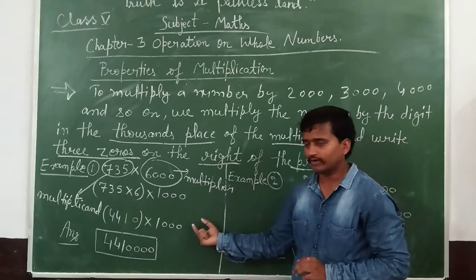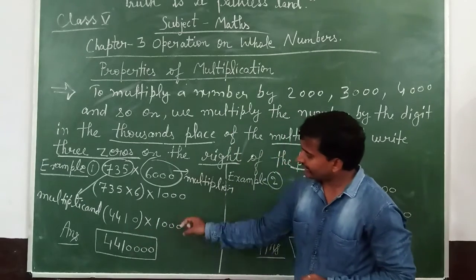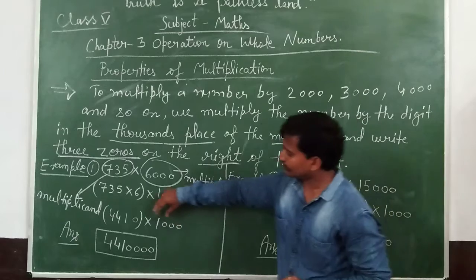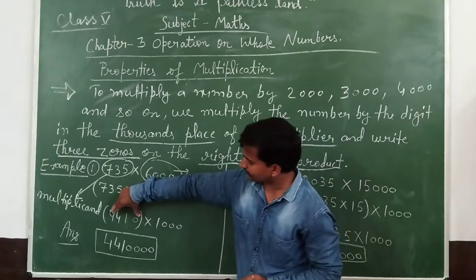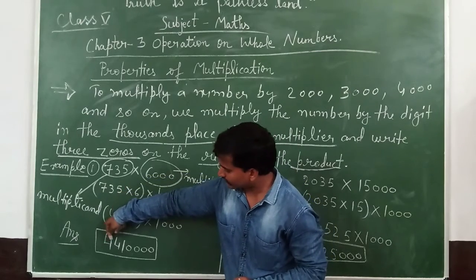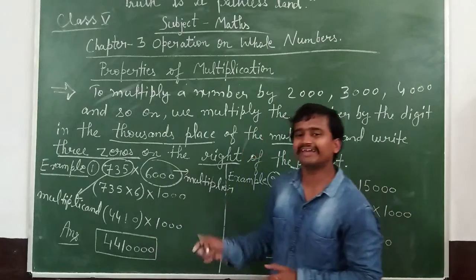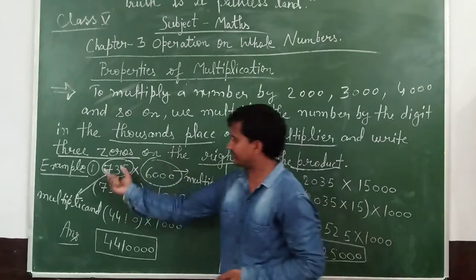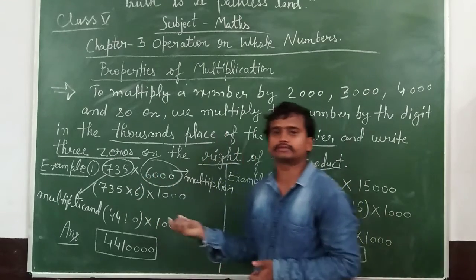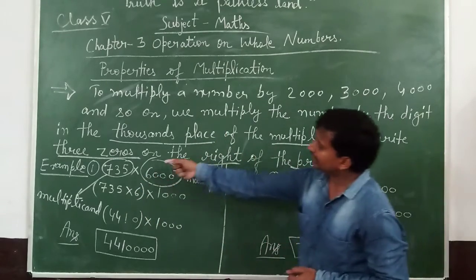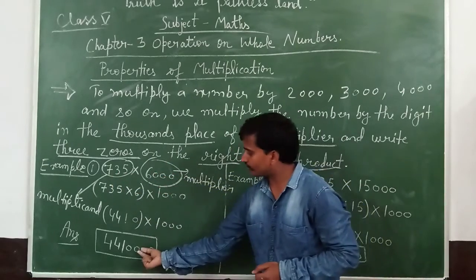multiply by 1000. Here the multiplier is 1000, so we will simply put 3 zeros. These 3 zeros after this product 4410. So we can say in such type of cases when the multiplier is 2000, 3000, 4000, then multiply the number by the digit at the thousand place and simply put the zeros.